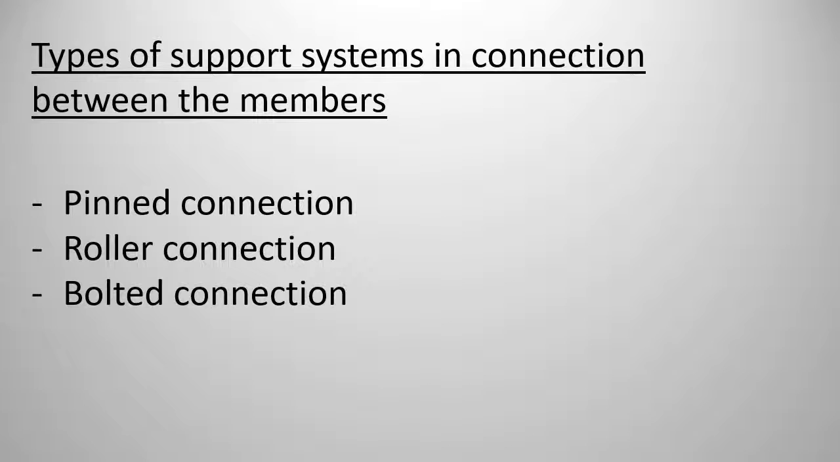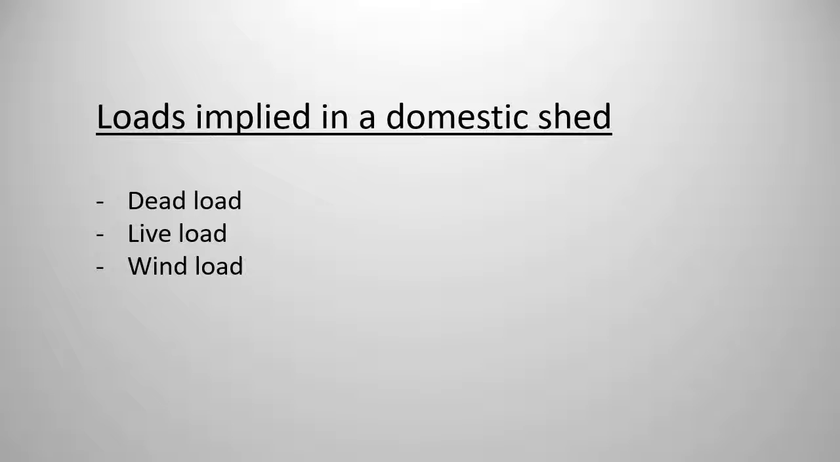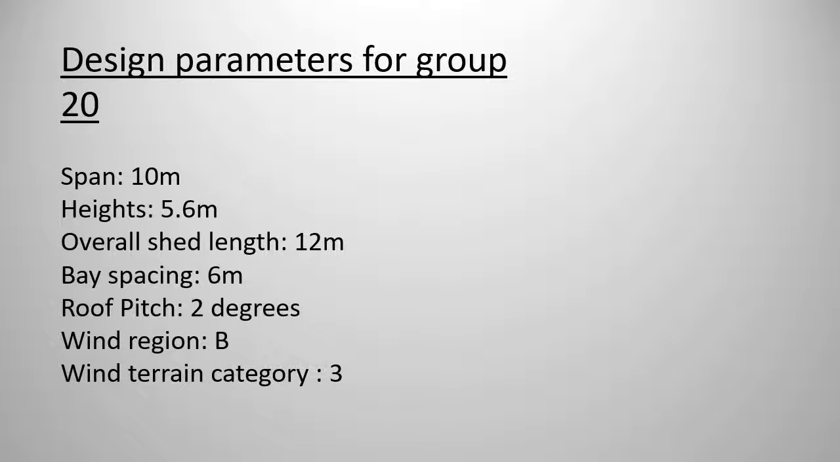So, there are a few types of connection, which are roller connection, pin connection, and bolted connection, which are normally used in steel structure. Pin connection takes up vertical and horizontal loads, but not moments, so moments are normally taken up by fixed connection. There are a few loads applied to the industrial shed, which are dead load, live loads, and wind loads. These are the parameters given to our group for structural members to be designed.